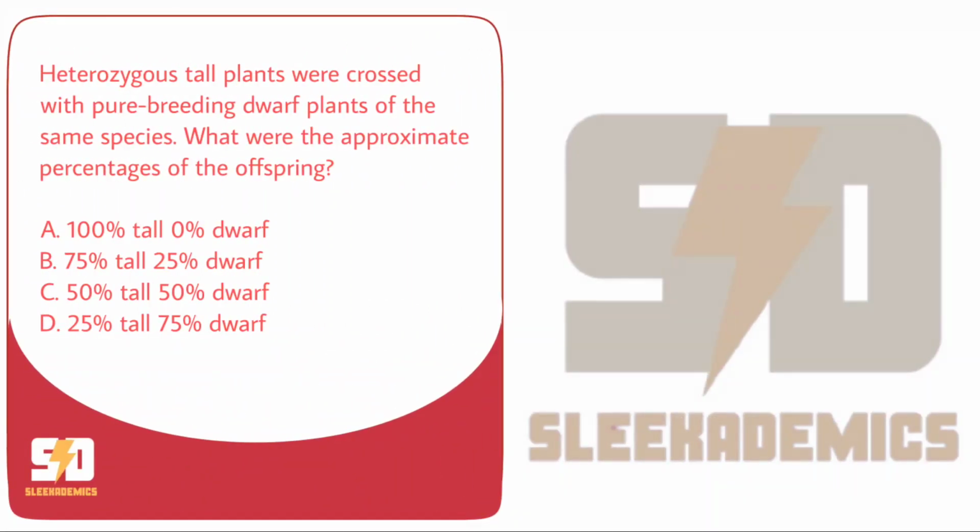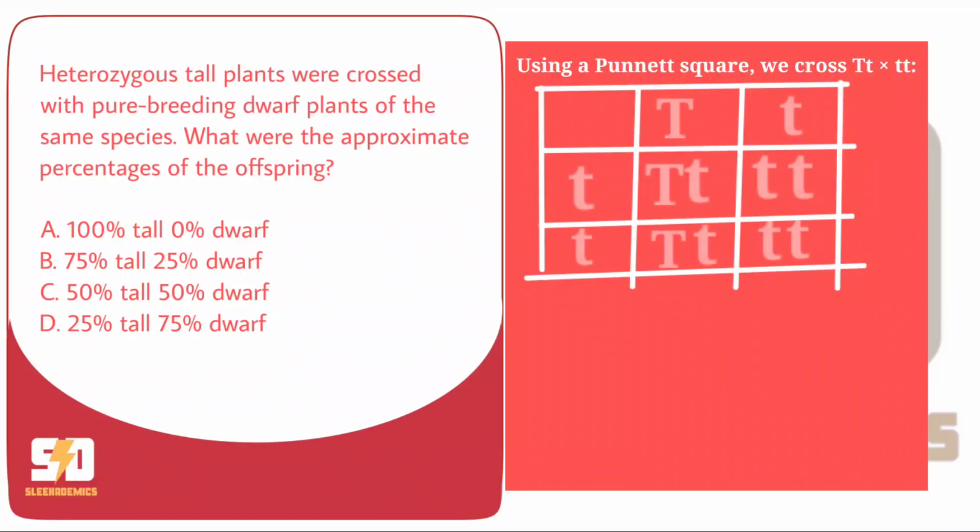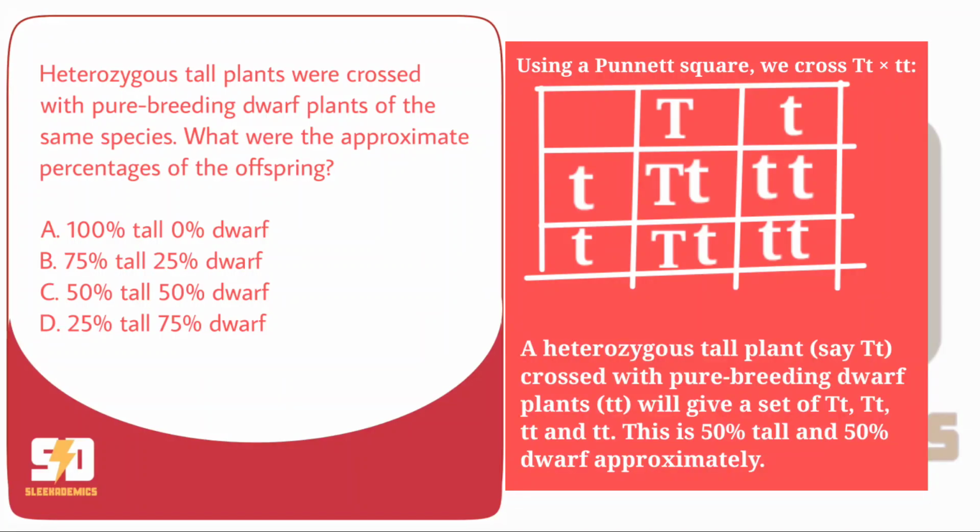Now, the next question says, heterozygous tall plants were crossed with pure breeding dwarf plants of the same species. What were the approximate percentage of the offsprings? And we have 100% tall, 0% dwarf; 75% tall, 25% dwarf; 50% tall, 50% dwarf; 25% tall, 75% dwarf. We are simply going to explain this using a Punnett square.